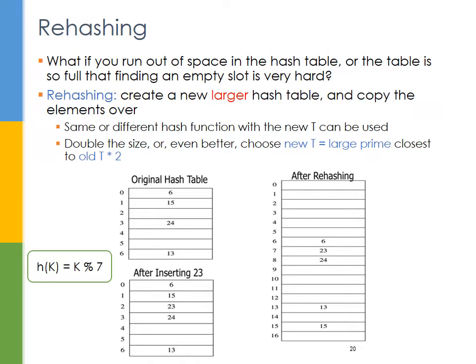Then I create a larger table. I double my size, 7 by 2. I get 14. 14 is obviously not a prime number, so I'm going to find the closest prime number, which happens to be 17, and then I'm going to use the same hash function, the division hash, where I simply mod by the size of the table. But of course, because the size of the table is different now, I will get a different spread of values. And here I managed to hash everything without clashes, and I still have plenty of empty space for whatever new values come my way. So that's rehashing in a nutshell, quite a simple concept.